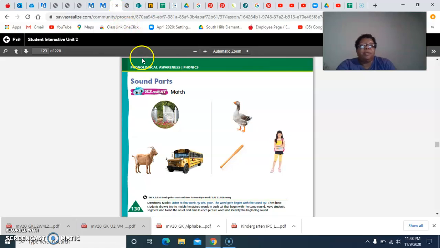Okay, in our workbook, you're going to find which pictures start with G. So you have gate, and then pick either goat or bus. You have goose. You can draw a line or circle it for a bat, girl, and then figure out which one you would pick.